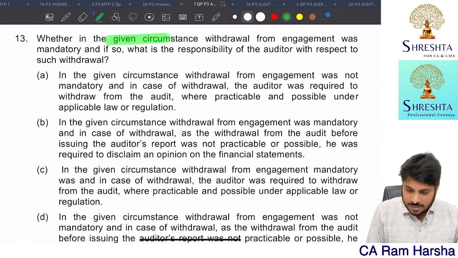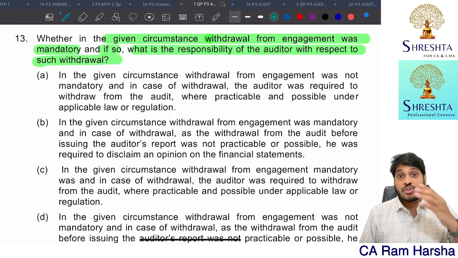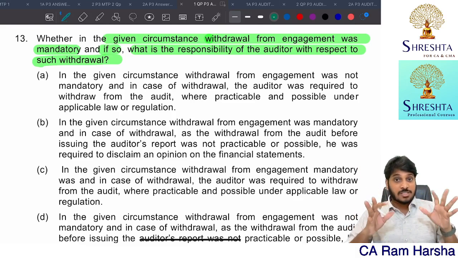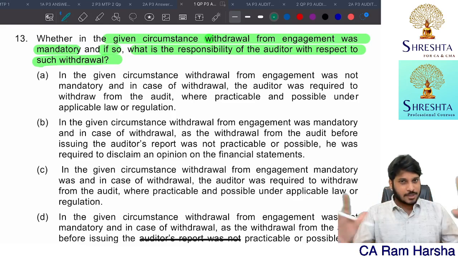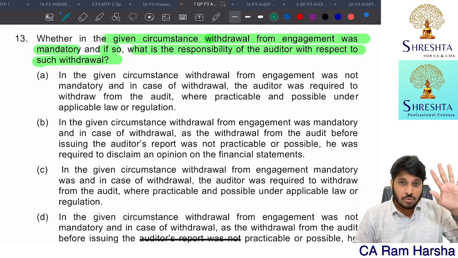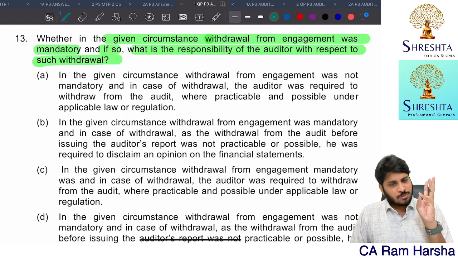Whether in the given circumstance, withdrawal from engagement was mandatory. Is it mandatory to withdraw? Obviously. If so, what is the responsibility of the auditor with respect to the withdrawal? If you recollect 705, inability to obtain sufficient appropriate evidence, below that, we have clearly explained. Whether you are reading our book on 705 or some other book, just open and see. If the auditor has encountered an exceptional circumstance where he is unable to obtain sufficient appropriate evidence because management imposed a limitation, first request the management to remove the limitation.